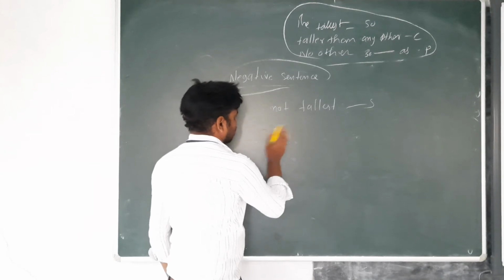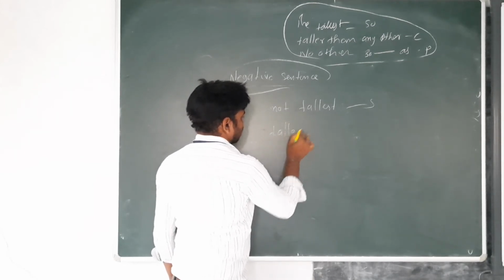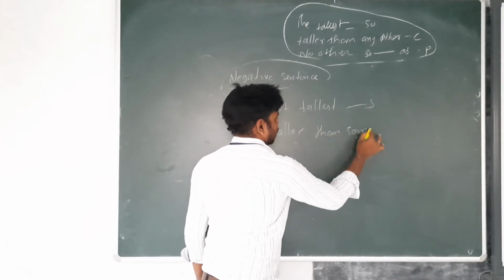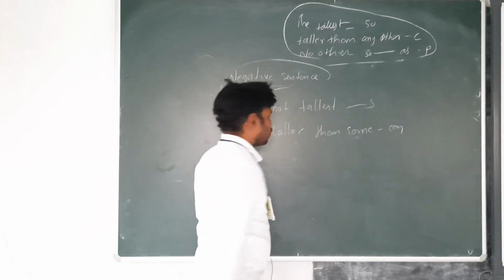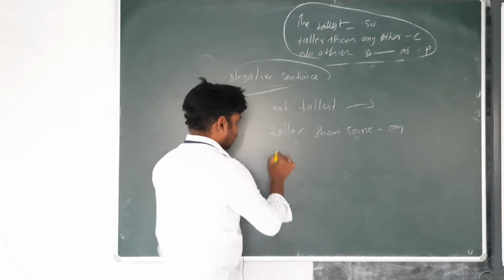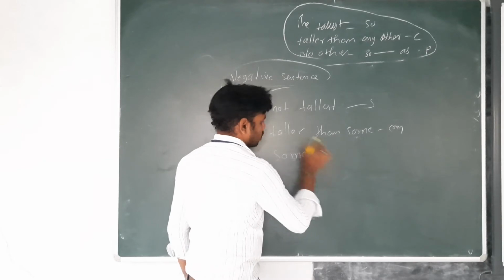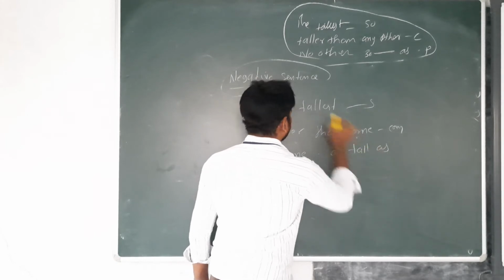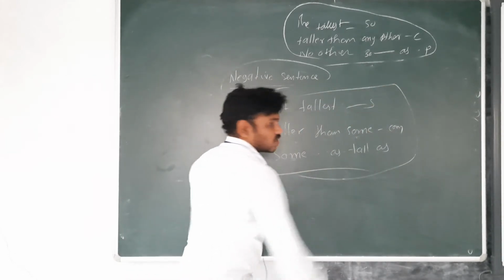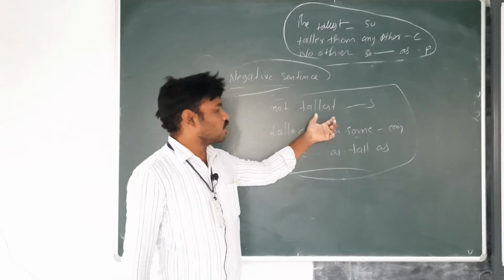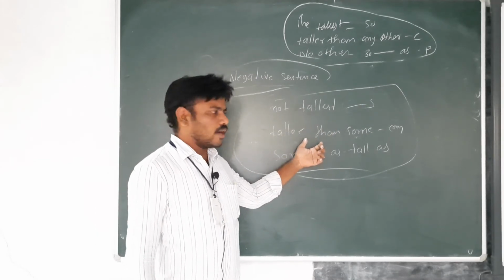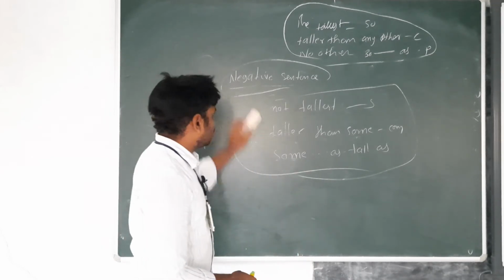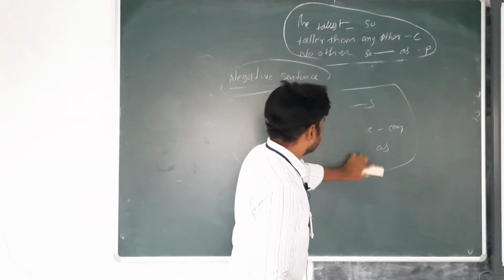"Not tallest" means, for example, comparative "taller than some," and then positive "some as tall as." This is the formula in a negative sentence. When we see a negative sentence, this is the formula. "Not tallest" means in comparative degree "taller than some." Next, in positive degree, you should write "some." Now let us take one example.